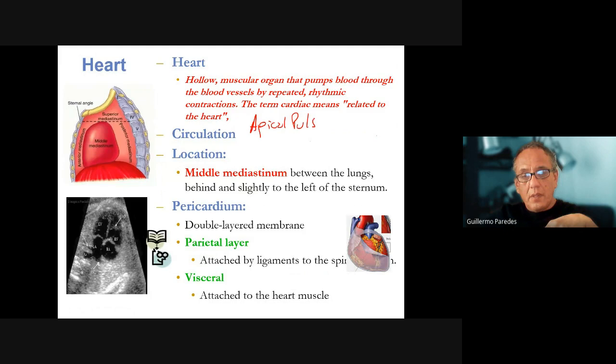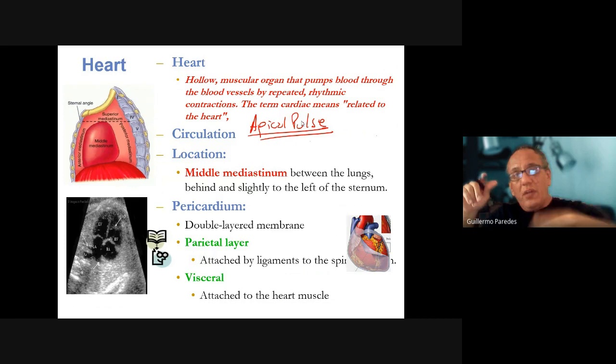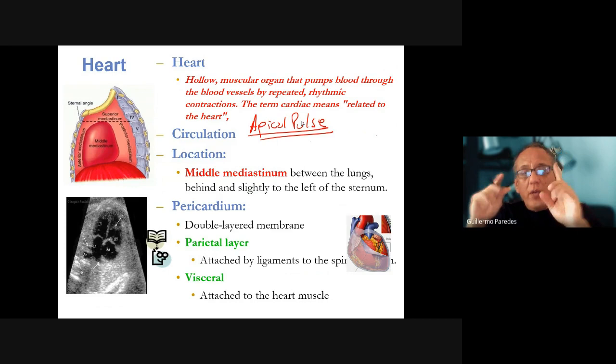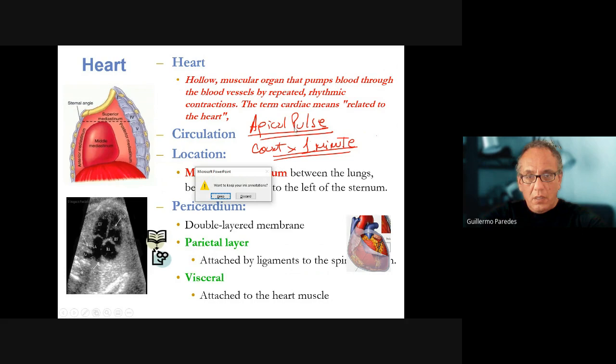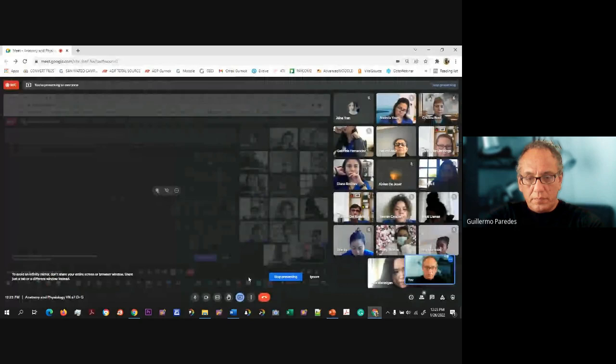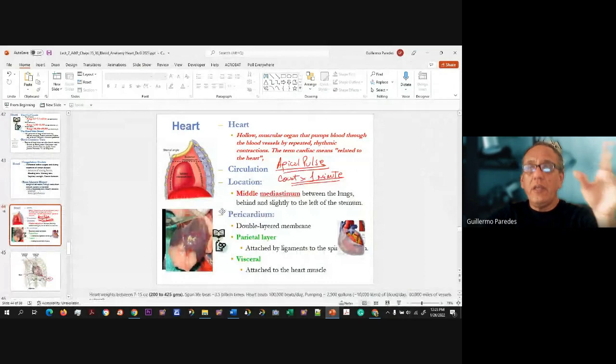So we have the apical pulse. What is the apical pulse? When you use the stethoscope, you put it at that point. And then you're going to count for 1 minute. You're going to count how many beats in 1 minute you have.